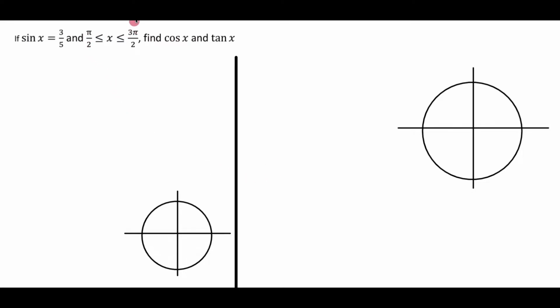Let's now answer the last page where we have: if sine of x equals 3 over 5 and my domain is between pi on 2 and 3 pi on 2, find cos of x and tan of x. I'm going to show you two ways of doing this. So let's start with option 1.